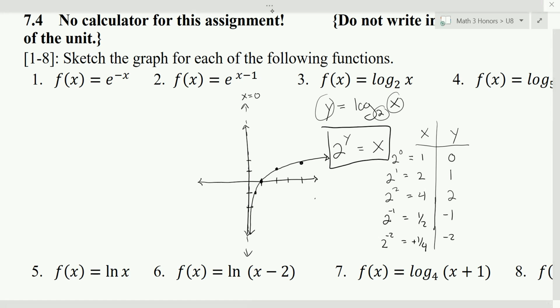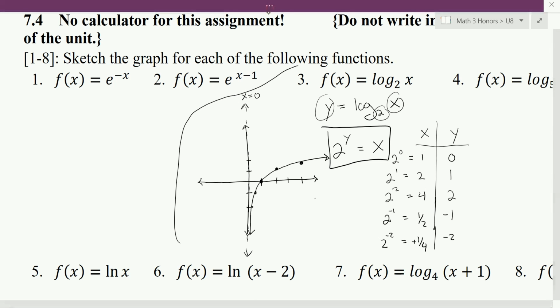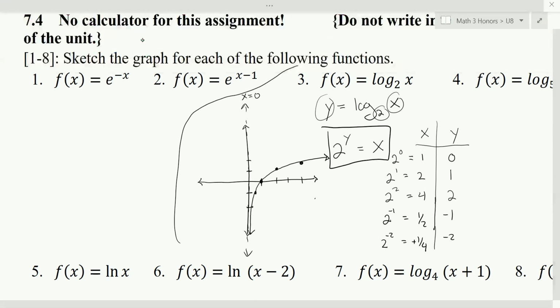So that would be our answer. That would be the graph for number 3. But before we leave number 3, I just want to relate this to the inverse. So if we swapped x and y, and we compared it with 2 to the power of x equals y, it'd be like swapping our table of x and y values, and it would look something like this.